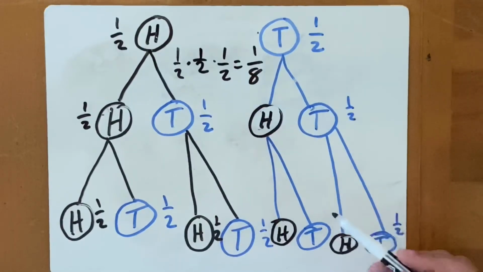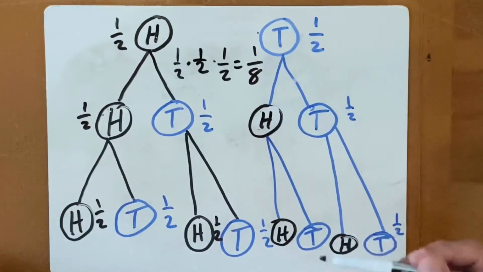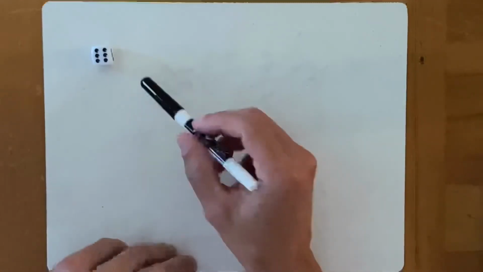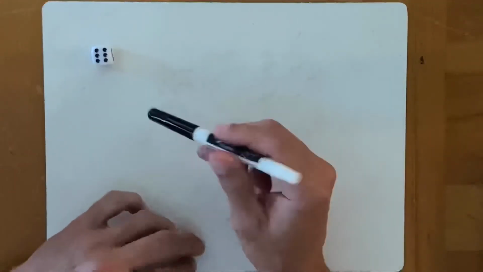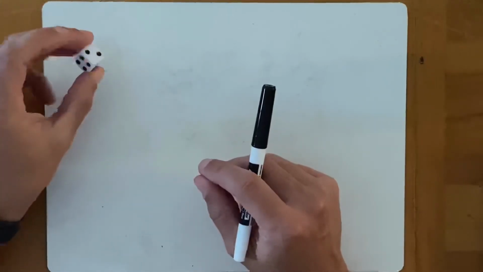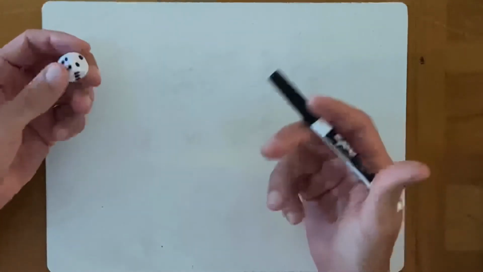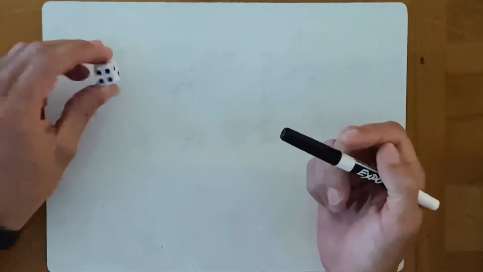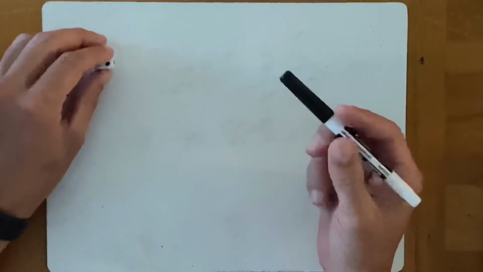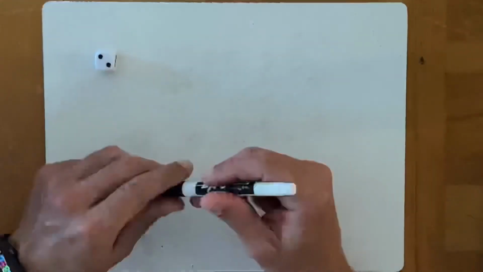Now let's take a look at some examples of dependent events. Here we have our number cube. Remember, the number cube is 6-sided, with numbers 1 through 6 on each side. If we roll this number cube, it's equally likely to come up any of those 6 numbers, so the probability of any one of these numbers coming up should be 1 out of 6.